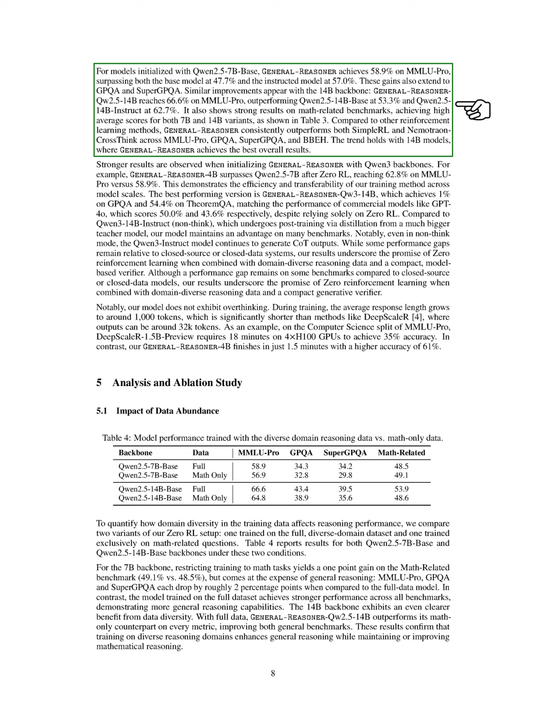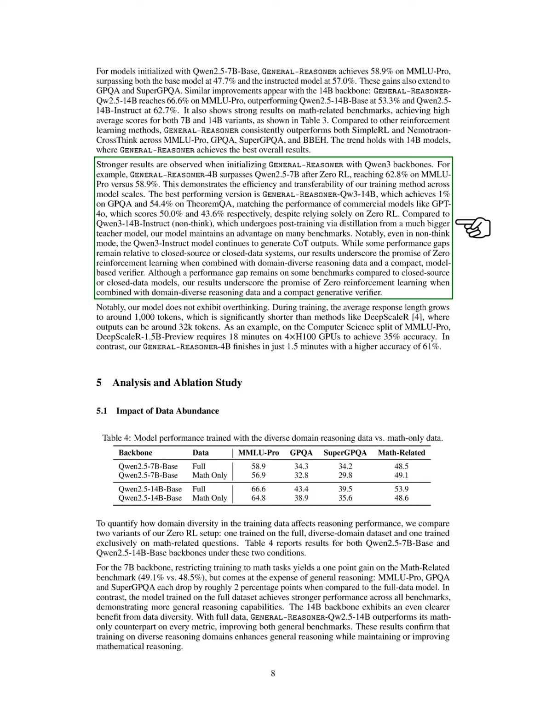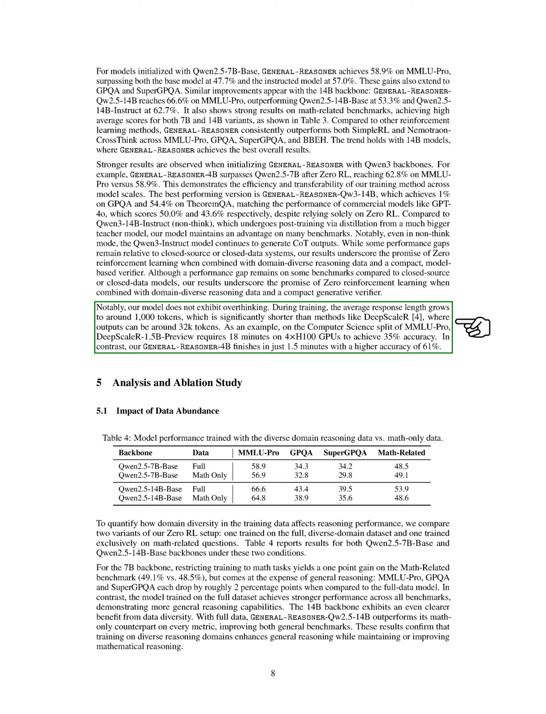The best-performing version, General Reasoner Qwen 3 14B, matches or exceeds the performance of commercial models like GPT-4o, despite relying solely on zero-RL. While there are still performance gaps compared to closed-source models, our findings highlight the potential of zero reinforcement learning combined with diverse reasoning data and a compact verifier. Importantly, our model does not exhibit overthinking, maintaining shorter response lengths compared to other methods, and achieving higher accuracy in significantly less time.